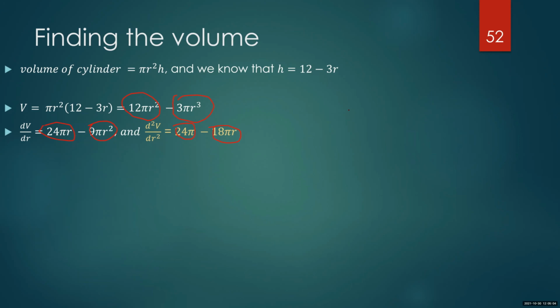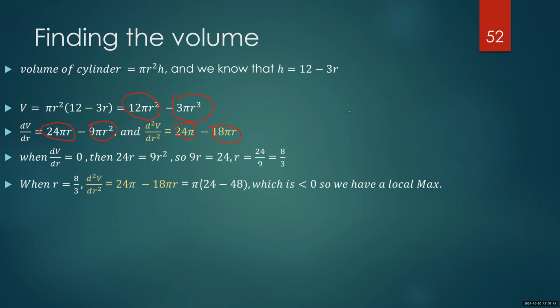The little bit of thought required in modeling it with the similar triangles and so on. So when dV/dr is equal to 0, then 24r is equal to 9r squared. Because remember, if 24 pi r minus 9 pi r squared is equal to 0, you can divide that by pi, and you get 24r is equal to 9r squared. So therefore, 9r is equal to 24, and so r is equal to 24 over 9, which is 8 over 3.